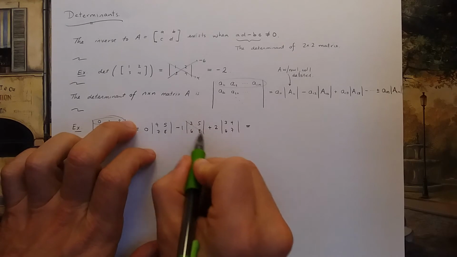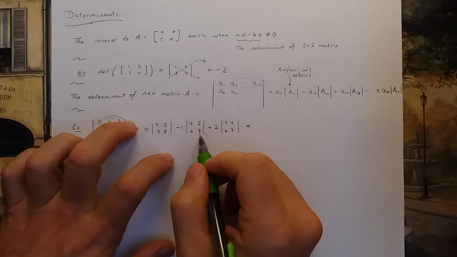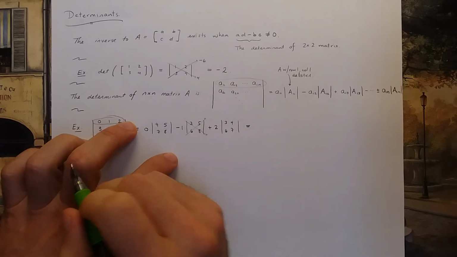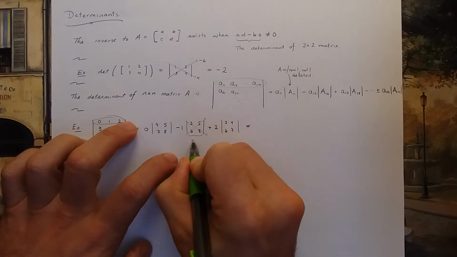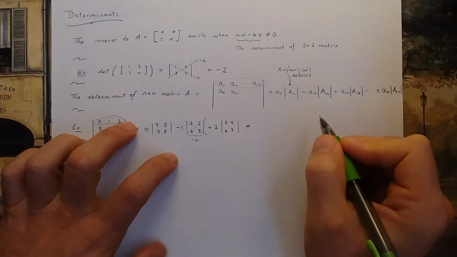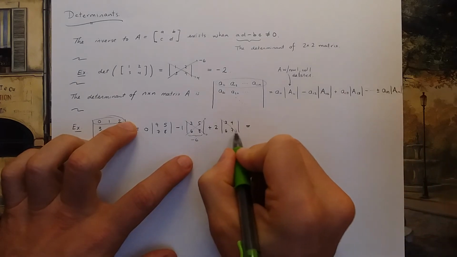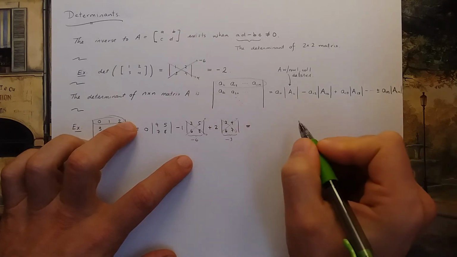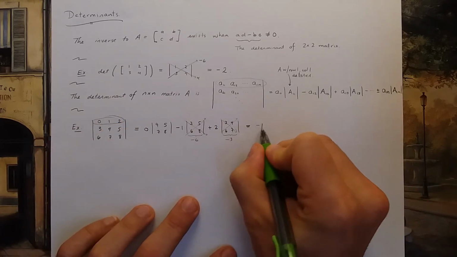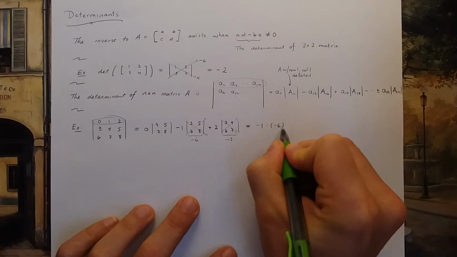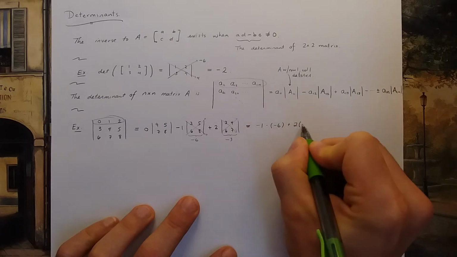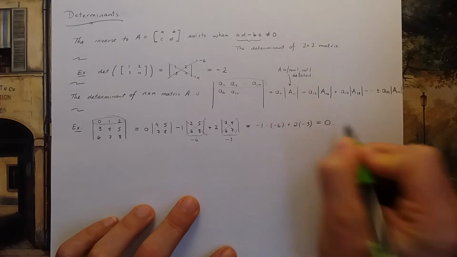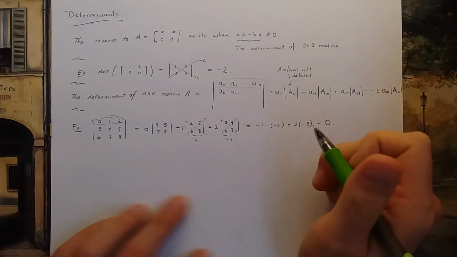This next calculation will be 3 times 8, which is 24, minus 30. So this determinant is negative 6. And then I get 21 minus 24, so this is negative 3. So the answer would be negative 1 times negative 6 plus 2 times negative 3, which would be 6 minus 6. In this case, the answer is 0.